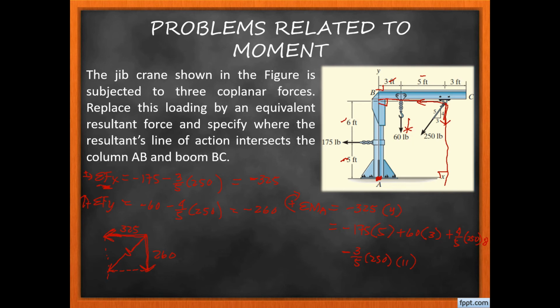So we know that this is equal to the summation of moment at A, and this one is also the summation of moment at A. So we can equate these two equations. So maybe let's get the result of this first before we equate, so that what we write is shorter. So this is negative 745.